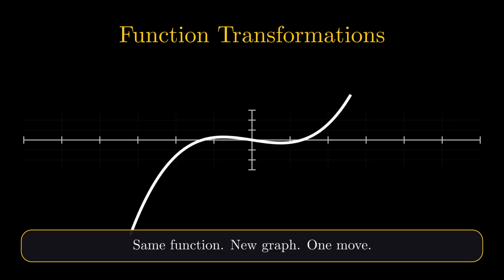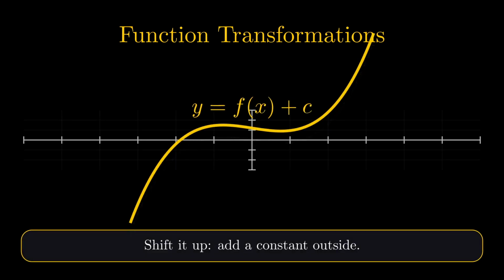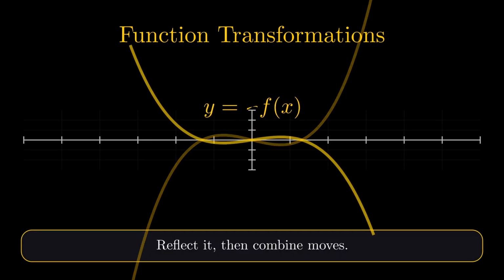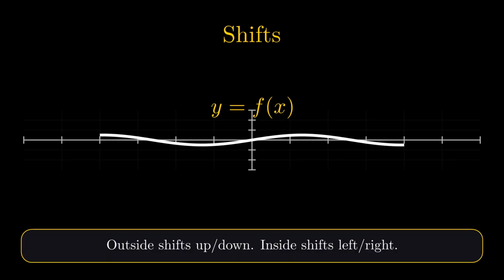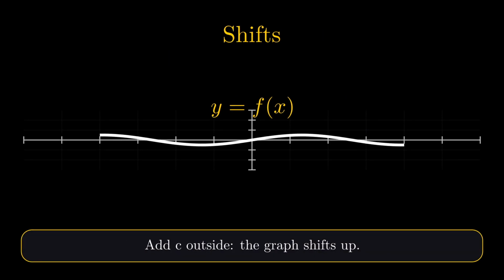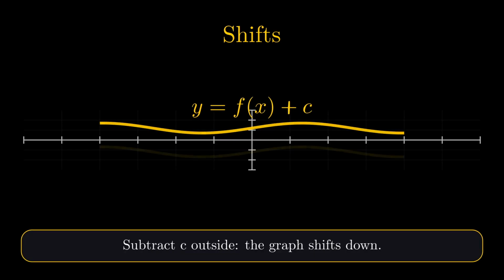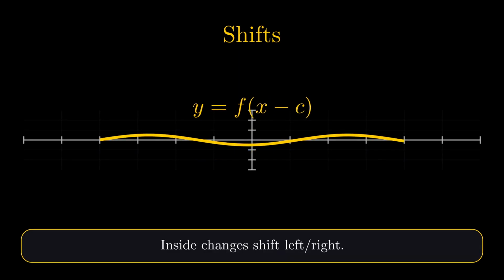Same function, new graph. One move. Shift it up. Add a constant outside. Stretch it. Multiply outside. Reflect it. Then combine moves. Outside changes go up and down. Add C outside, the graph shifts up. Subtract C outside, the graph shifts down. Inside changes shift left and right.